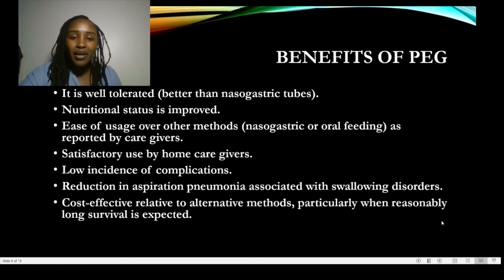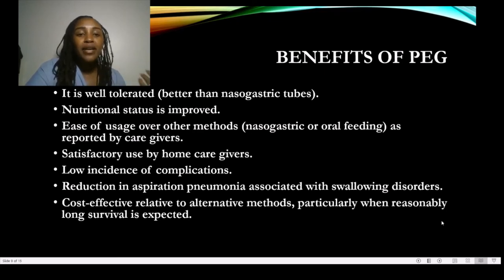So the PEG tubes are better. They are more comfortable, and the patients seem to be unbothered. Most patients seem comfortable with this tube. Then when nutrition status has improved, we do not need to have a tube. The patient can feed orally, and they will be able to retain it and get their nutrition.